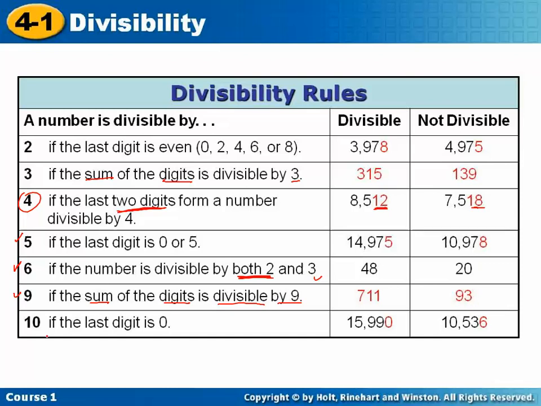Okay, and the last one, number 10, is the easiest one here. The last digit is 0. That means you're good to go. 10 will go into that number easily. Okay, we're good there.